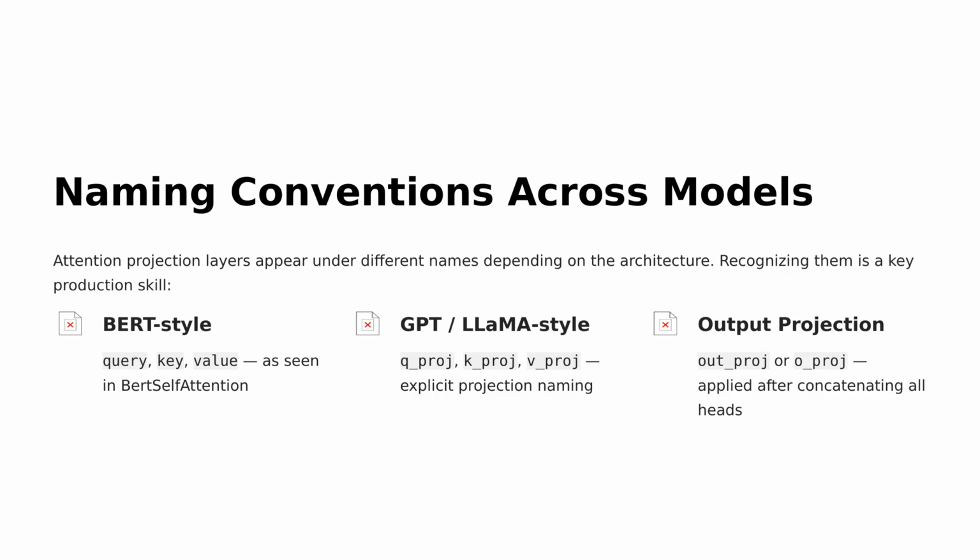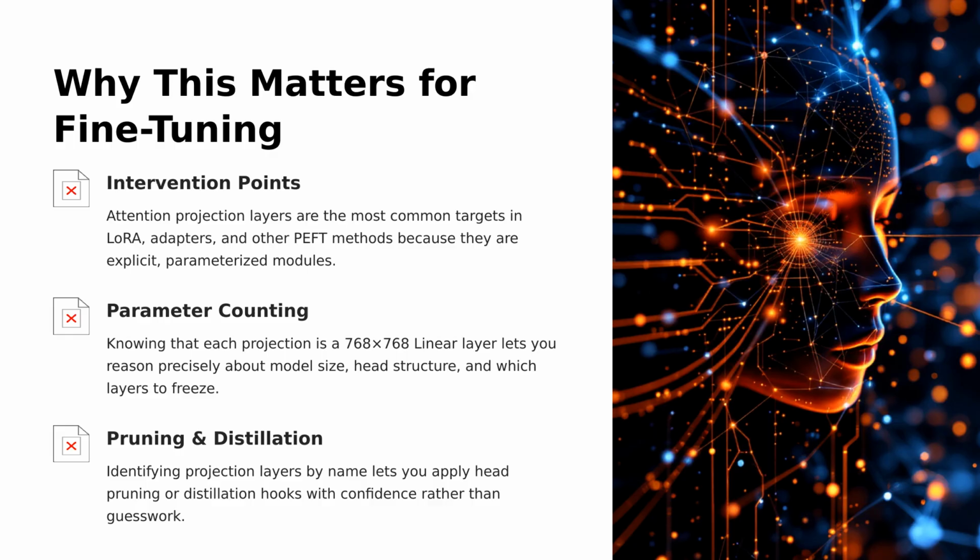In GPT or llama-style models, those often appear as QProject, KProject, and VProject, which makes the projection step more explicit. Then, after all the heads are combined, the output projection is typically named out project or OProject. This matters for fine-tuning because the attention projection layers are usually the first place we intervene with methods like LoRA, adapters, and other PEFT approaches.